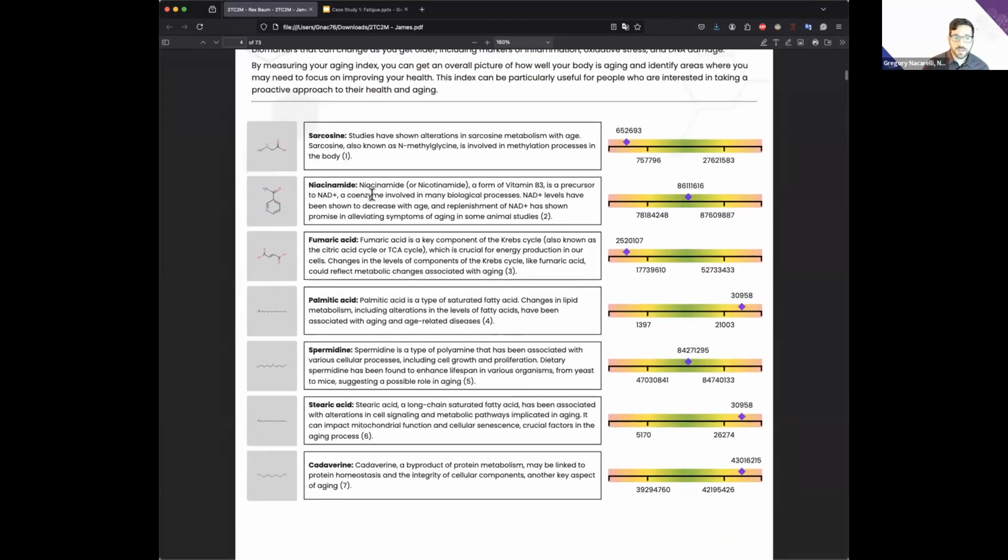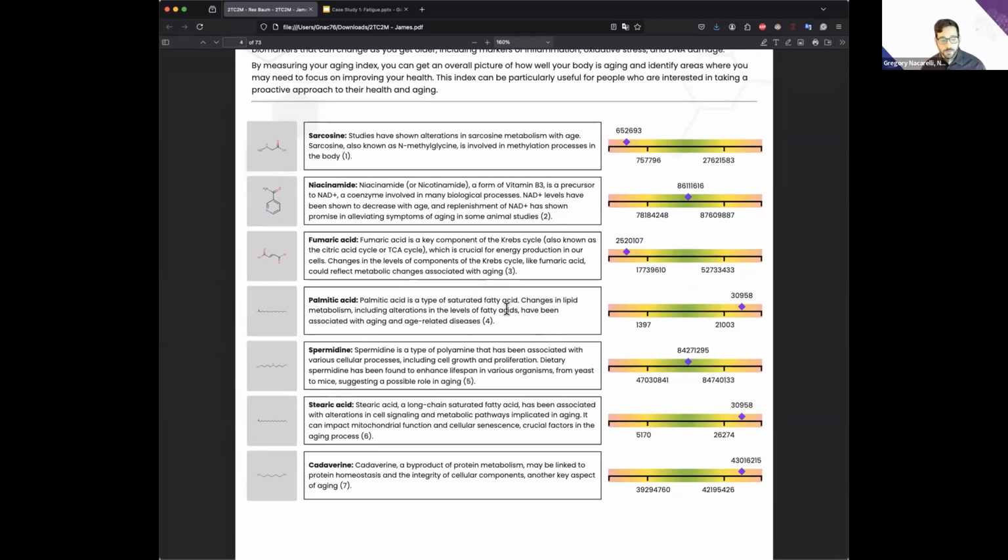One big one I look at is niacinamide, which is a precursor for NAD, which is a coenzyme for thousands of different reactions in the human body. Looks pretty good on him. Not really much I want to comment on there. Fumaric acid, a TCA cycle metabolite, is on the lower end. Makes me now begin to suspect that there's some mitochondrial dysfunction going on there.